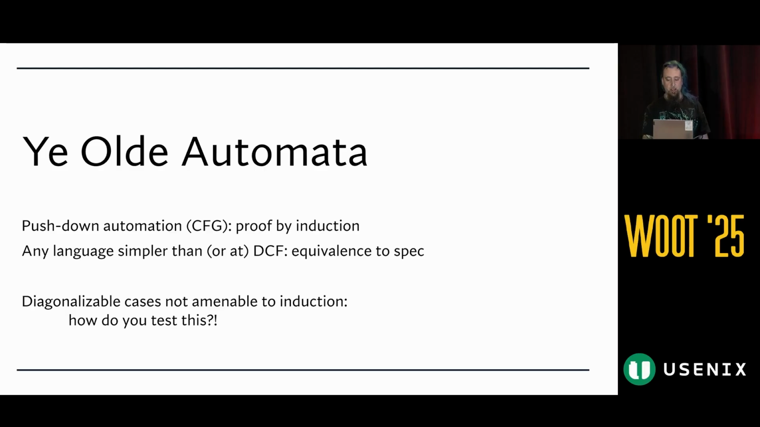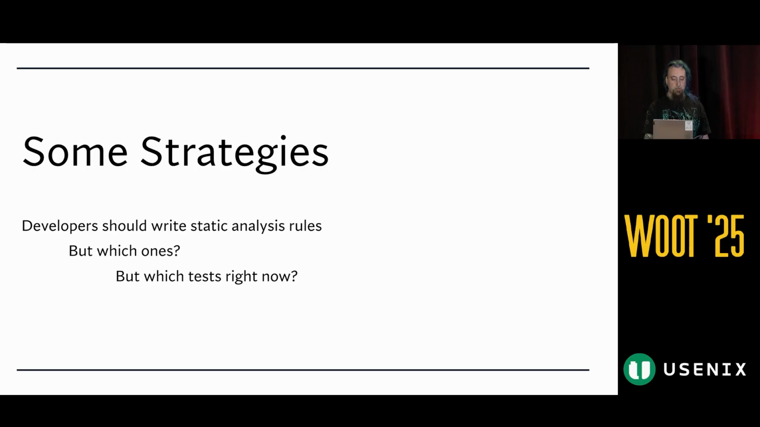Of course, the open challenge as well is correctness of the specification, even if you can test it, and whether the specification is machine readable, which is also ridiculously important to being able to put any of this in practice. So, some strategies. Developers should write static analysis rules rather than simply writing unit tests. I would love to see that. But which ones? And which tests do we write right now?